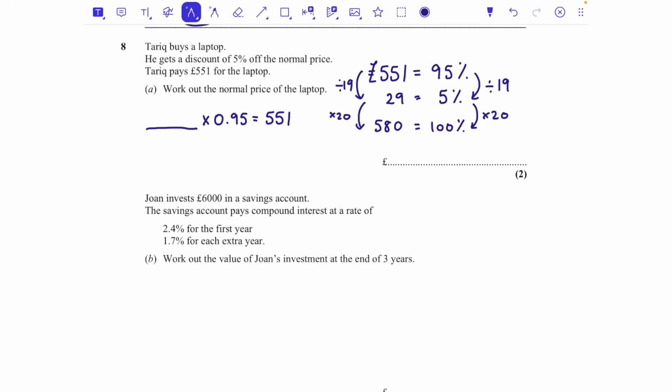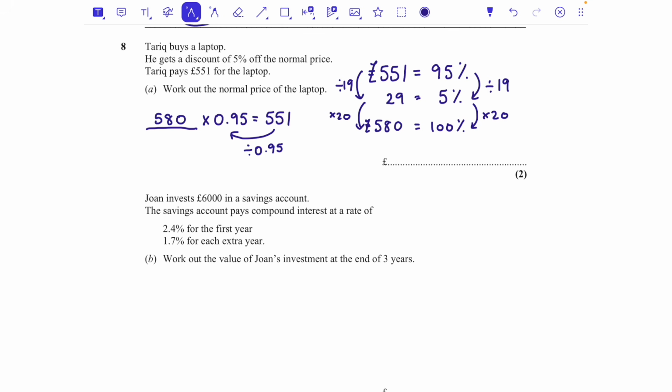You could also divide by 95 to get 1% and then times that by 100. That would work as well. And then on the method on the left, to get back, all I want to do is divide by 0.95. So in the mark scheme here, they'll be looking for recognition that you understand that you haven't got 100%, you've got 95%. Dividing by 0.95 gives us 580, so there we go.